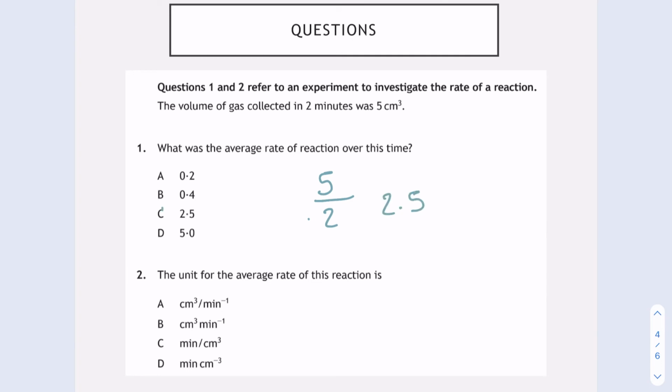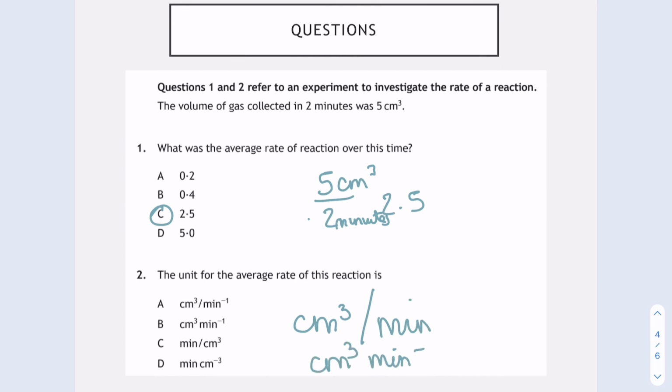And then you have to look at the unit of this reaction. So if we go back up to our equation, your 5 was your centimetres cubed and your 2 was your minutes. And in chemistry we do the -1 underneath, so you have your centimetres cubed per min, or you can do centimetres cubed min to the -1, so whichever one looks like that, which is B. Just be careful with A, they've kind of done both of them, so you've got the -1 and you've got the slash, which actually means the same thing, so that one's wrong.